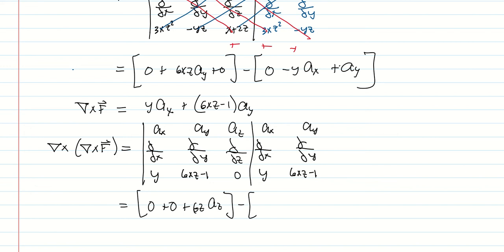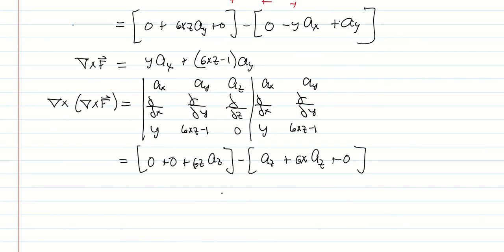Then for the negative, here we have az, partial derivative of y with respect to y. So that's just 1 times az. And for ax, partial derivative of 6xz minus 1 with respect to z is 6x, because 6x is constant. Well, the derivative of 1 is 0. So this will be plus 6x in the x direction. And for the y, it's just equal to 0. So plus 0.